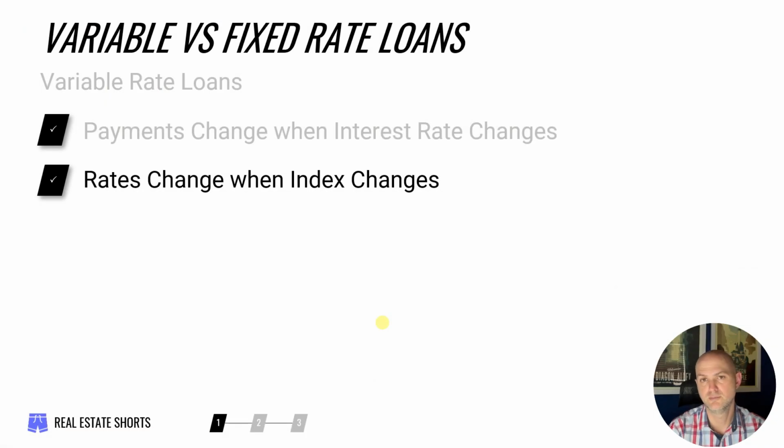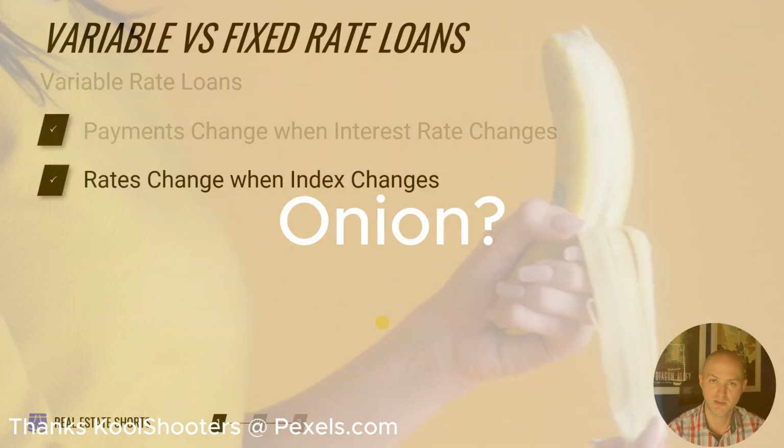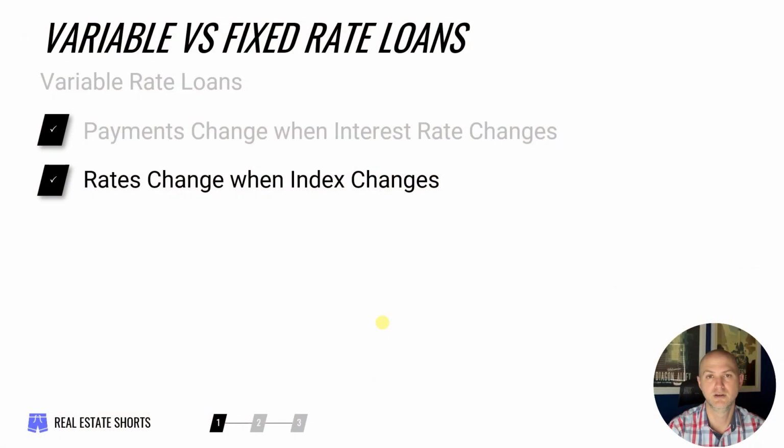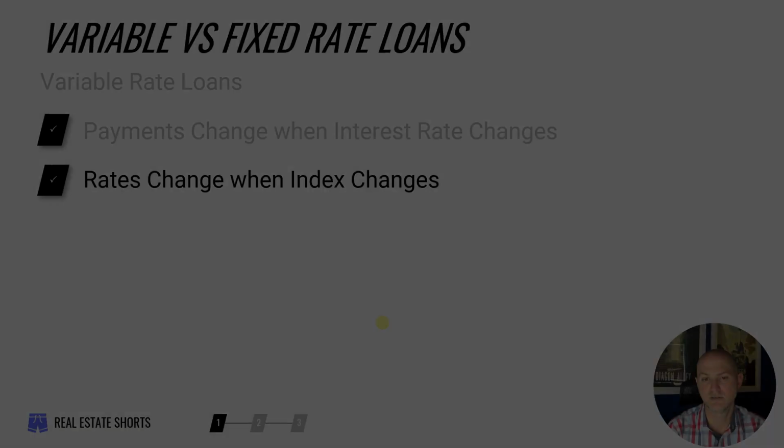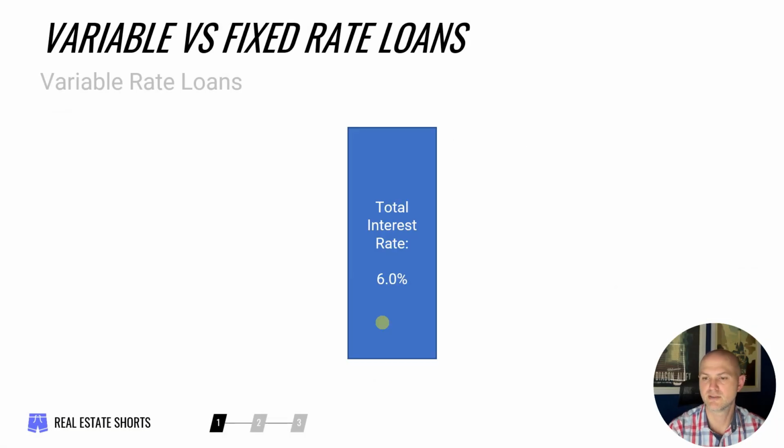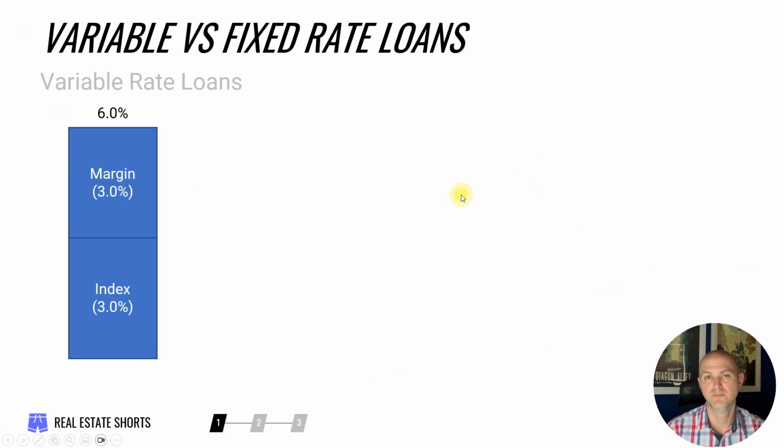And so maybe the question is, why would the interest rate change? And this for me is peeling back the onion a little bit further and saying, all right, great. The interest rate will change when the underlying index changes. So let's unpack that a little bit. Let's assume that you've got a total interest rate of 6%. That 6% could be a combination of an index and a margin.